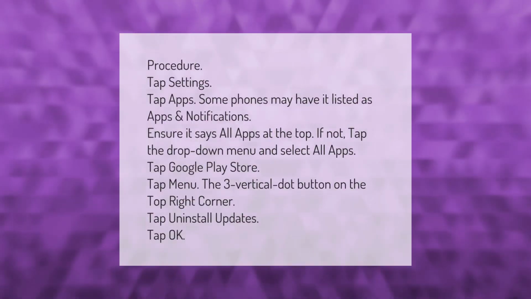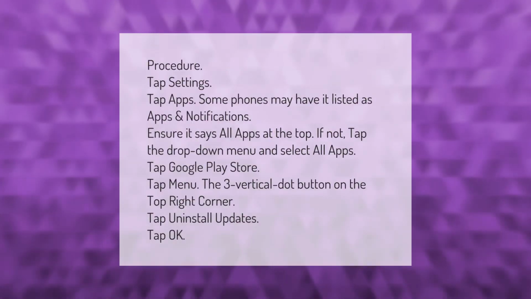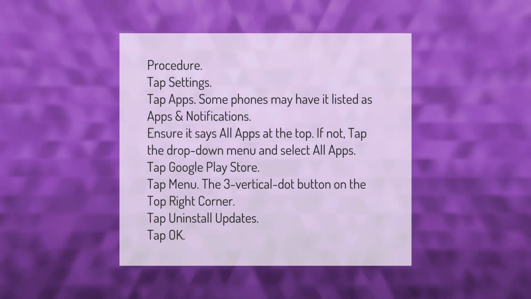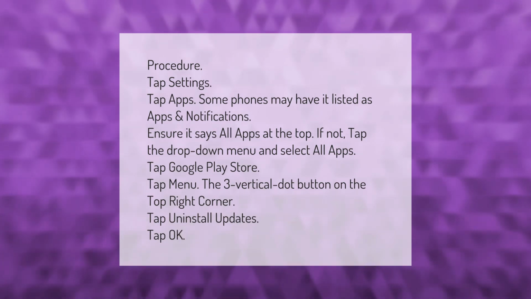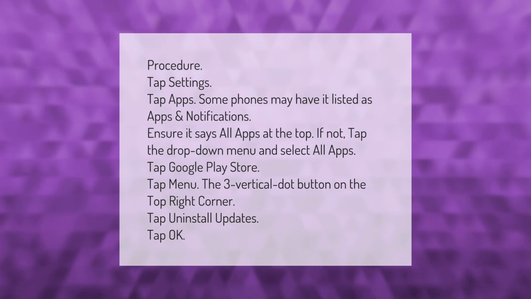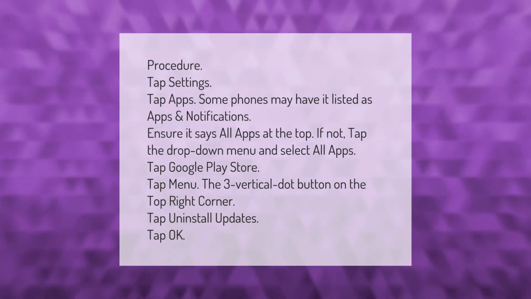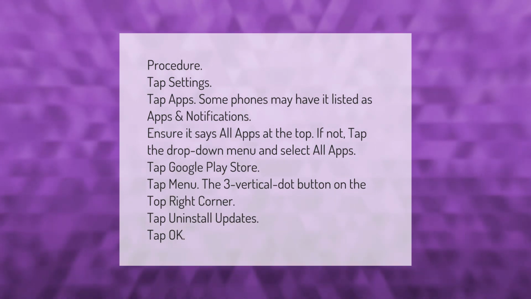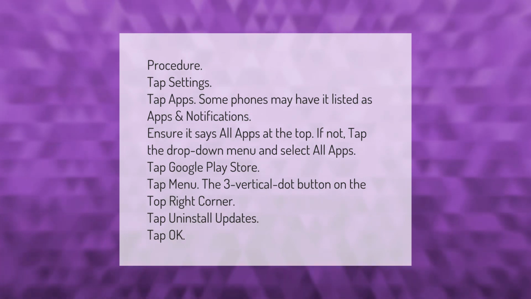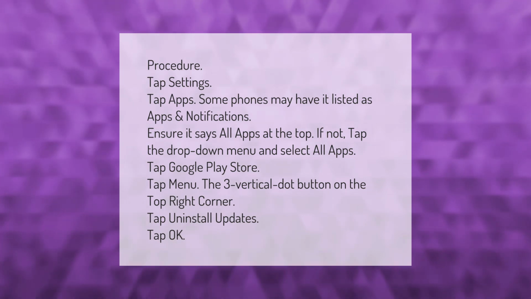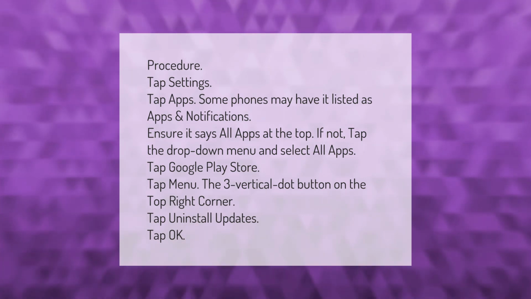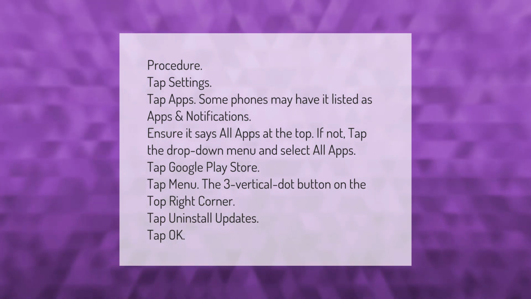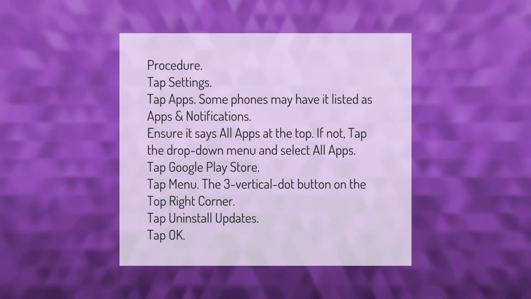Procedure. Tap Settings. Tap Apps. Some phones may have it listed as Apps and Notifications. Ensure it says All Apps at the top. If not, tap the drop-down menu and select All Apps. Tap Google Play Store. Tap Menu, the 3 vertical dot button on the top right corner. Tap Uninstall Updates. Tap OK.